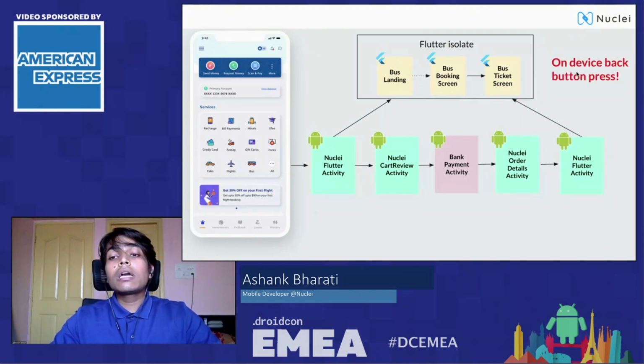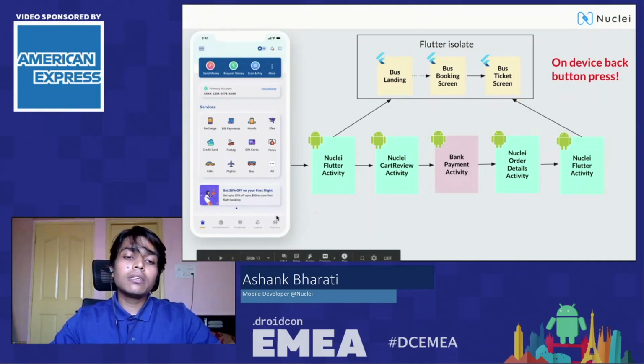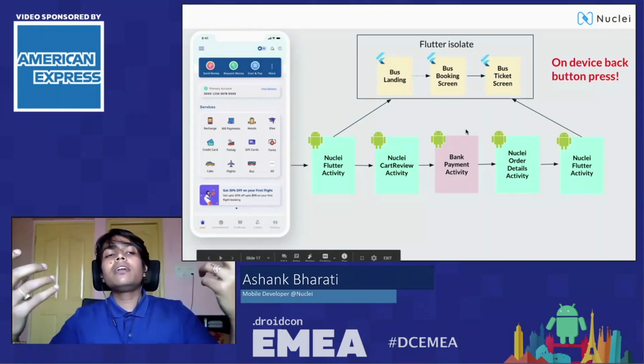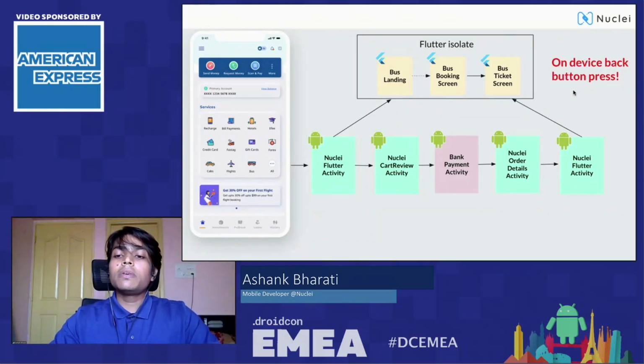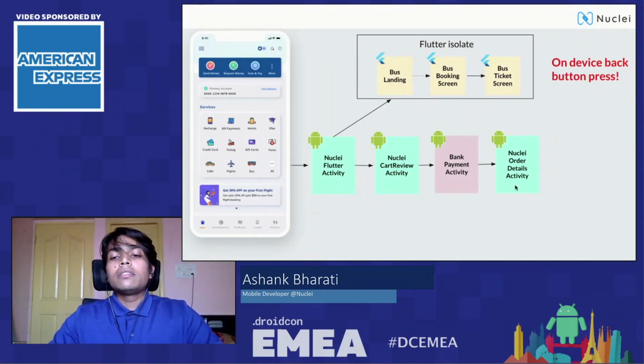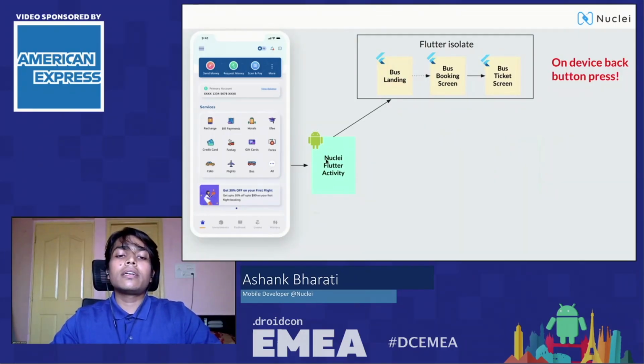What was the other problem? When you click on the device back button, the button at the bottom left, that was listened to by the Android system code. Basically, that triggers this activity's back press, and it pops. Now you go back to order details activity. Everything is fine for now. After order details activity, when you press back, you want to go back to the landing screen, since the payment screen and cart review screen you don't want to see. So you come back to Nuclei Flutter activity. But if you look at the Flutter engine, the bus ticket screen is still there.